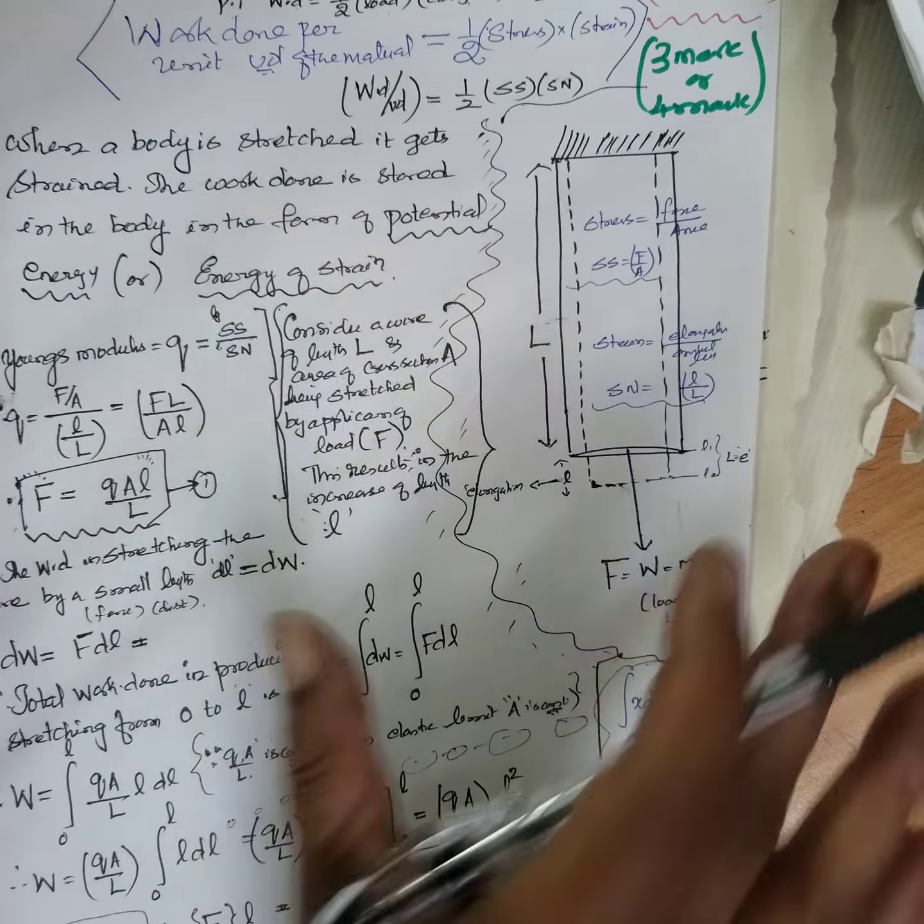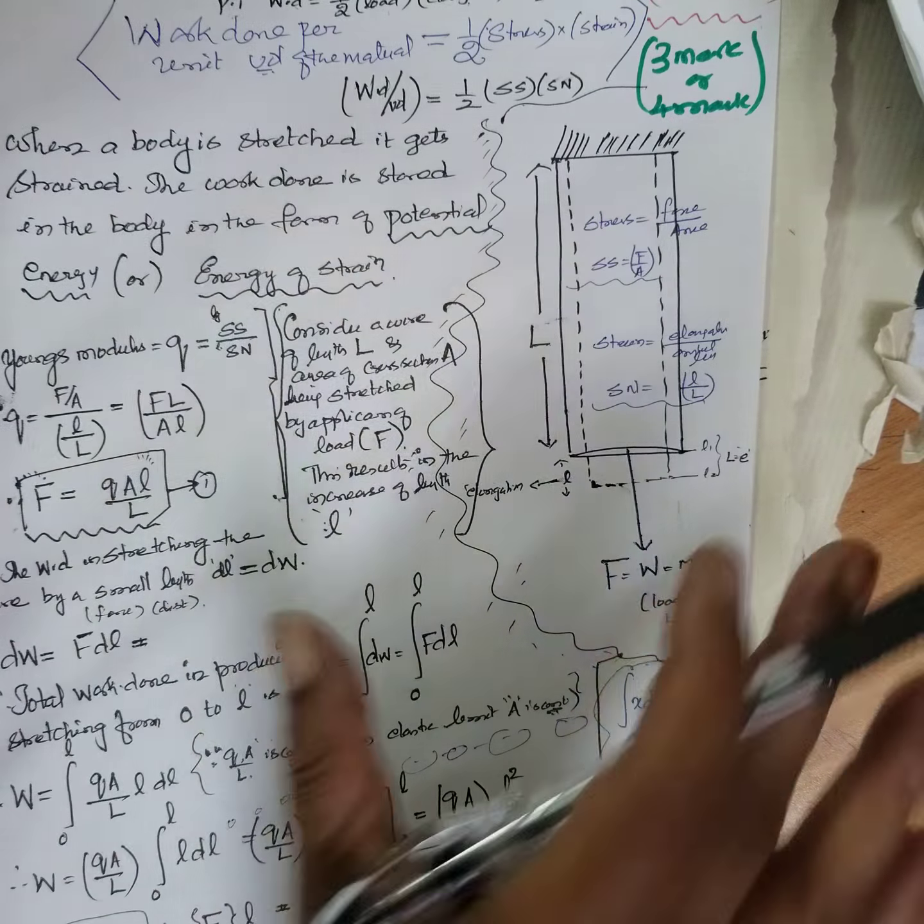When a body is stretched, it gets strained. The work done is stored in the form of potential energy, or energy of strain. And see, this is the sentence you have to add. Consider a wire of length L, area of cross section A, being stretched by applied force F or load. This results in the increase in length l. I am reading it out so that you can write your own.